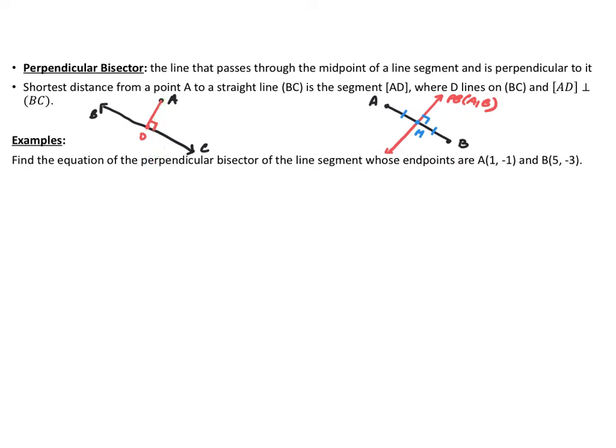So given this information, we want to find the equation of the perpendicular bisector for the line segment whose endpoints are A (1, -1) and B (5, -3). So find the perpendicular bisector of AB.